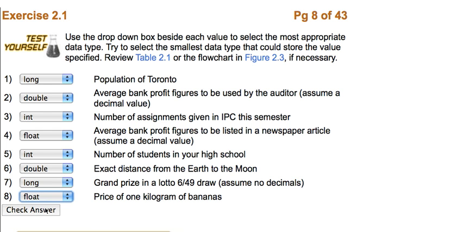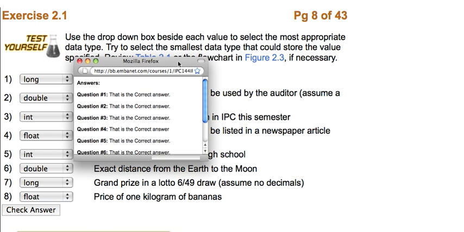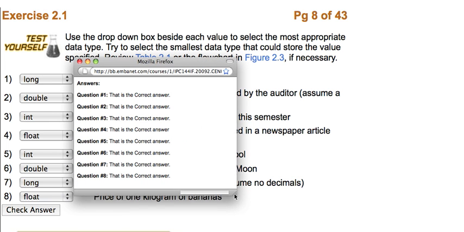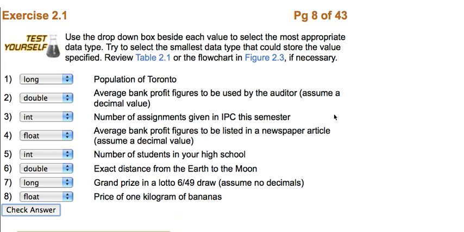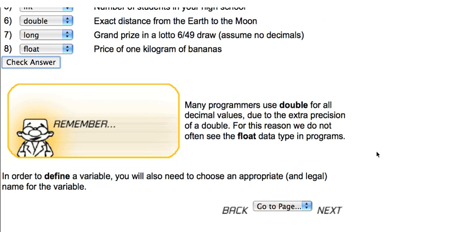Let's check if our answers are correct. Yes, our answers are indeed correct. Let's move on to the next example. Many programmers use a double for all decimal values. Due to the extra precision of a double, it's more appropriate to use than a float. For this reason, we do not often see the float data type in programs.